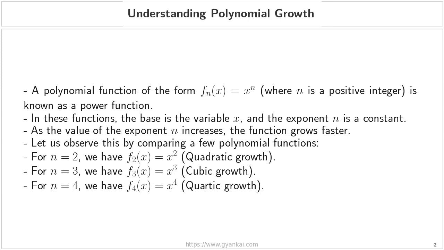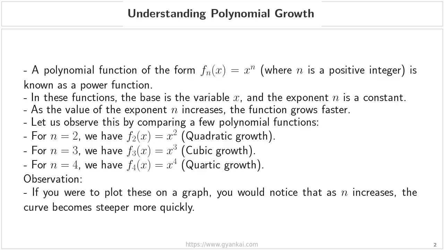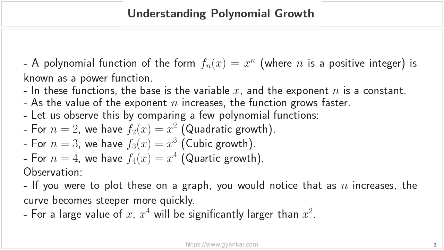To illustrate this, let us compare a few different polynomial functions. When n equals 2, we have f sub 2 of x equals x squared, which represents quadratic growth. When n equals 3, we have f sub 3 of x equals x cubed, which is cubic growth. And when n equals 4, we have f sub 4 of x equals x to the power of 4, known as quartic growth. Now, let's look at the observations. If you were to plot these functions on a graph, you would notice that as the exponent n increases, the curve becomes steeper more quickly. Consequently, for a large value of x, x to the power of 4 will be significantly larger than x squared.